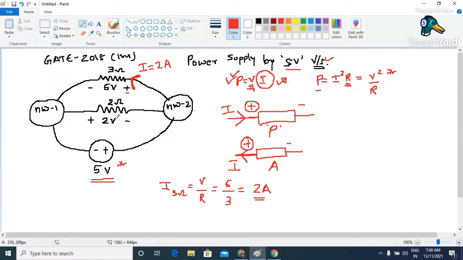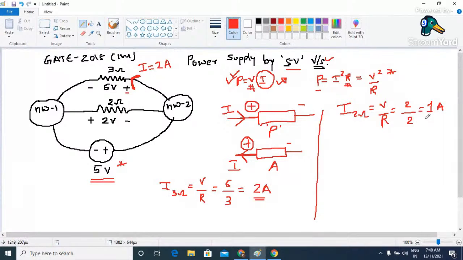Now in the same way, apply the same logic and try to find out what will be the magnitude of current flowing through this 2 ohm resistor. So I'm writing over here. Current flowing through 2 ohm resistor is simply V by R. In this case, V is nothing but 2 and R is nothing but 2. So it is going to be equal to 1 ampere.